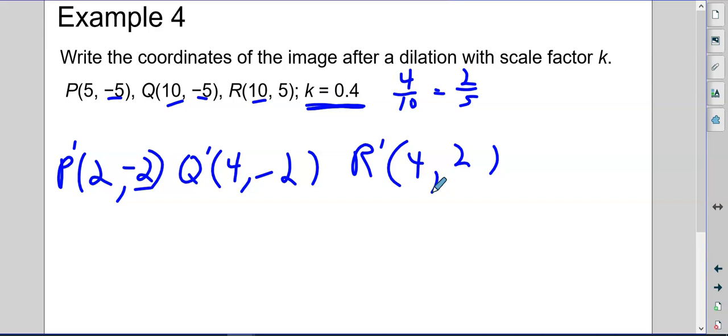So there are my new points. All I do is multiply by 0.4 or the fraction 2/5. Or you can do 4/10. It doesn't matter. It's up to you.